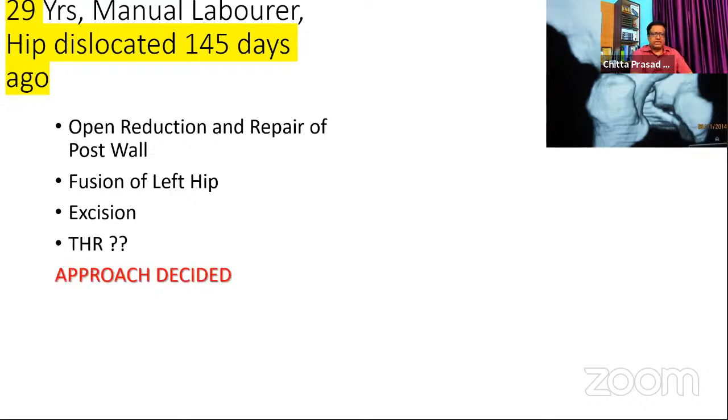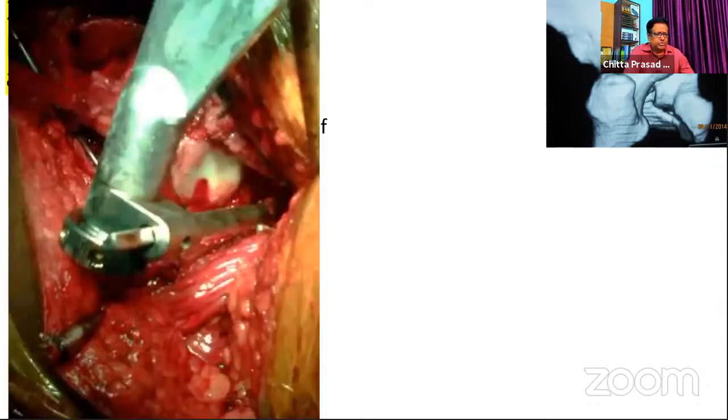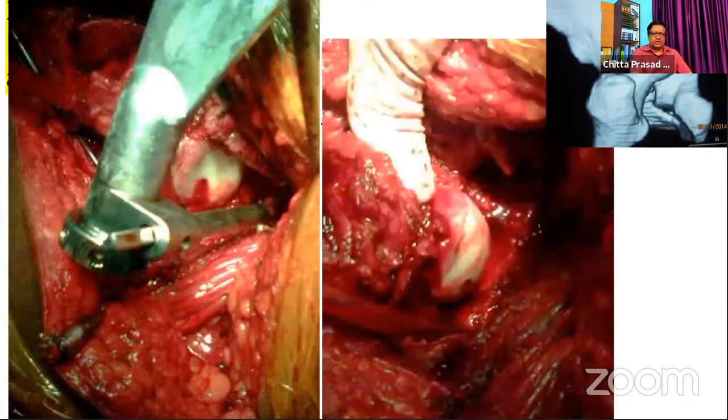So we planned that we would do a fixation. If it fails, we'll do a THR. So we used a Kocher-Langenbeck approach and a trochanteric osteotomy, not the flip one, but a proper full-blown trochanteric osteotomy. You'll be surprised when we approached it, we found the femoral head was bleeding. But when we cleared the acetabulum and reduced this into the acetabular cavity, the bleeding stopped.